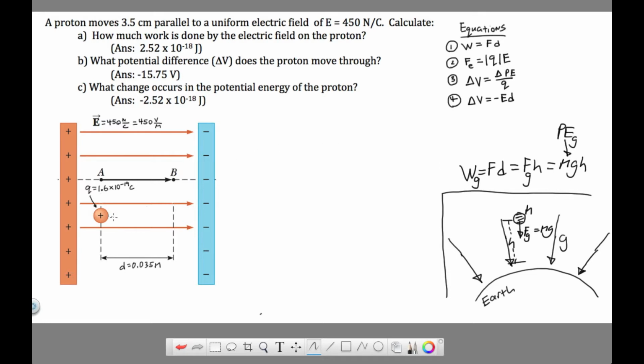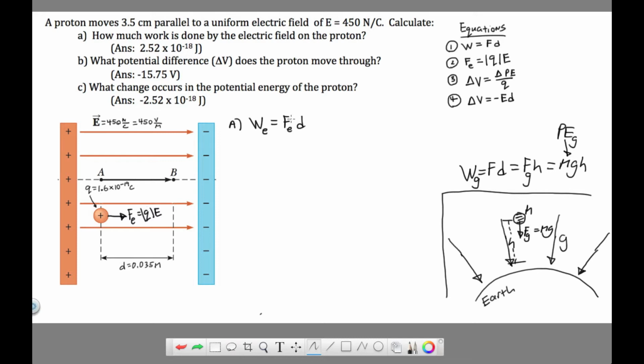All right, so let's come over here and look at the proton moving through this electric field. So there is a force. The force on the proton is the force of the electric field, which is equal to QE, where this Q is absolute valued. So the force of an electric field is QE, and then the distance being moved is this D here. So for question A, the work of the electric field is going to be equal to the force of the electric field times the distance. So notice it's very similar to what we did with gravity.